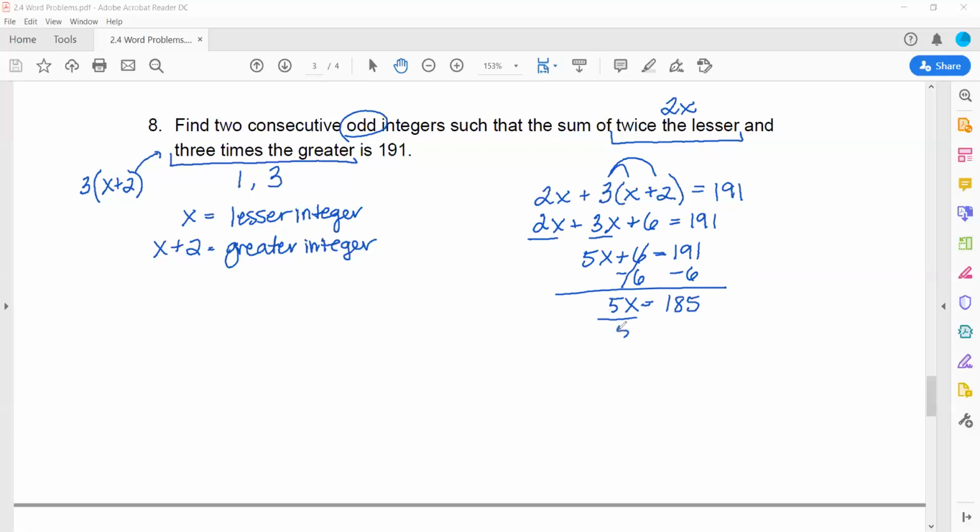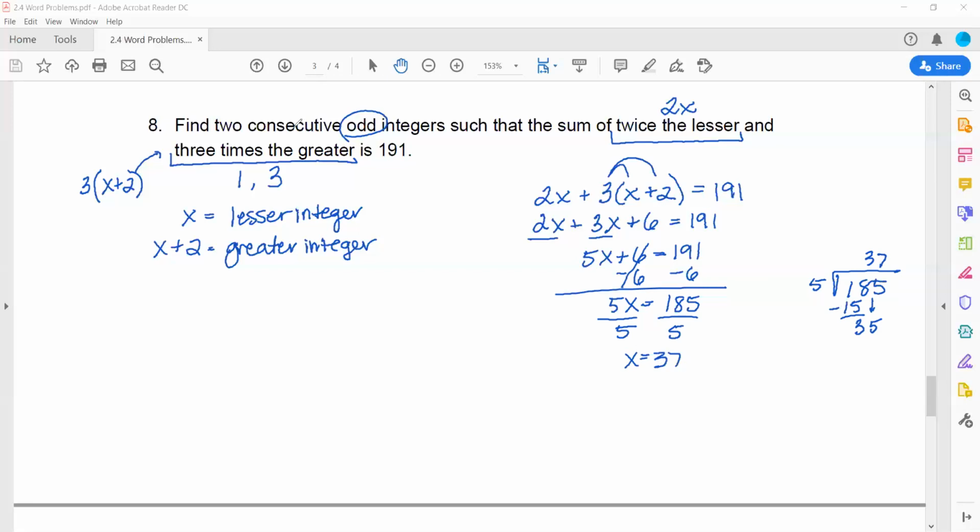And then if we divide both sides by 5, this one you can go ahead and just do the long division off to the side if you want. So remember, 5 into 18 is 3. Just a long division recap. We'll see this again actually in chapter 5. So that's a 3, bring down the 5. 5 into 35 is 7. So we get x equals 37.